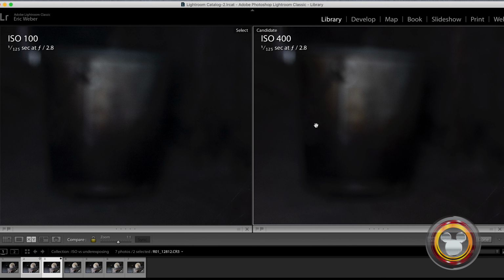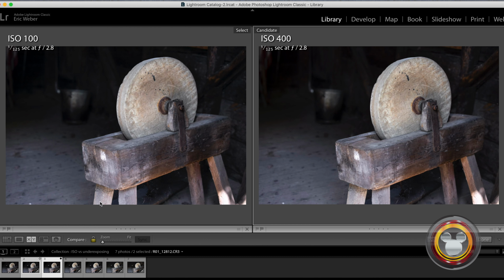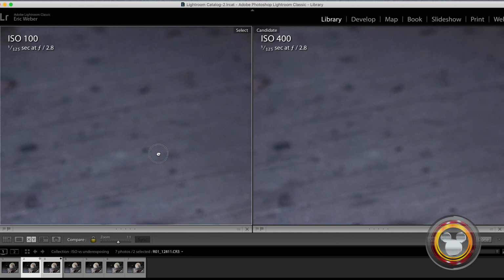So what about some out of focus spots that are a little brighter, like down here on the left? Digging a little bit closer there, and you can see, again, very, very comparable between these two.